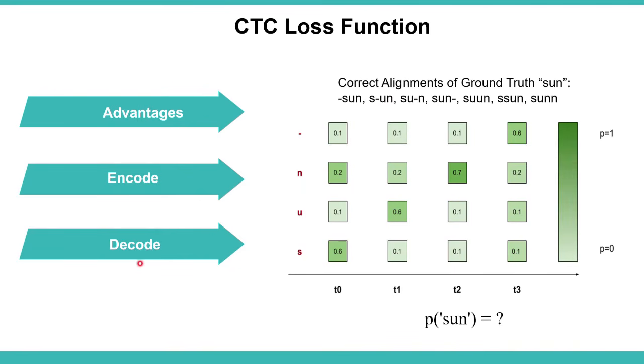Decode: we have a lot of techniques like word beam search, greedy search, and prefix search, but the common idea is to remove the blank spaces and merge the doubled characters into one character.